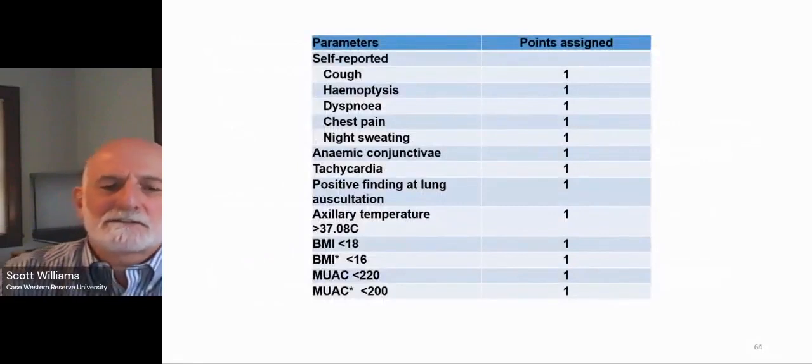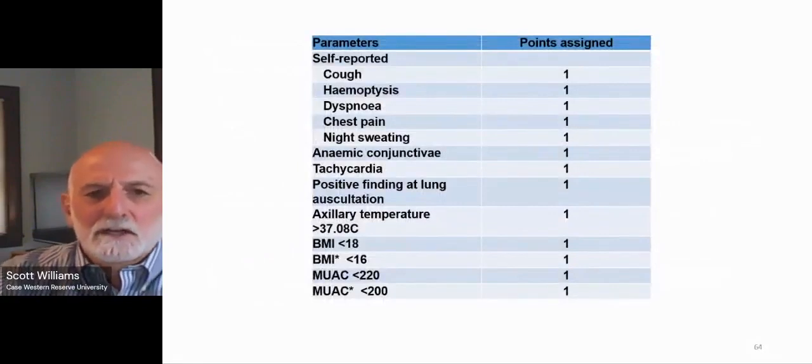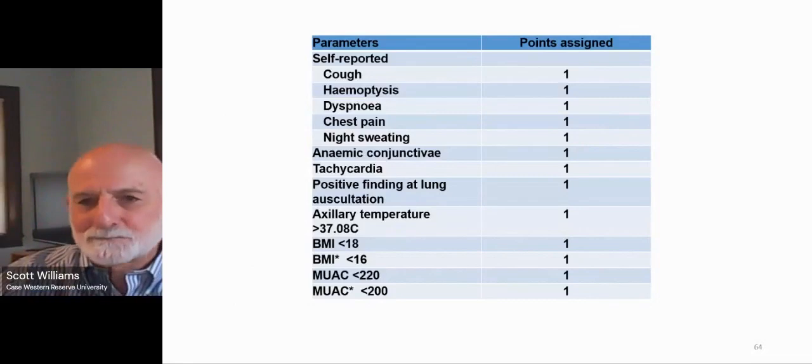So these are the variables: cough, hemoptysis, dyspnea, chest pain. And then for BMI, if you have a BMI less than 18, you get 1 point. If you have a BMI of less than 16, you get 2 points. And mid-upper arm circumference of less than 220 millimeters, it's 1. If it's less than 200, it's 2 points. So you can vary from 1 to 13.